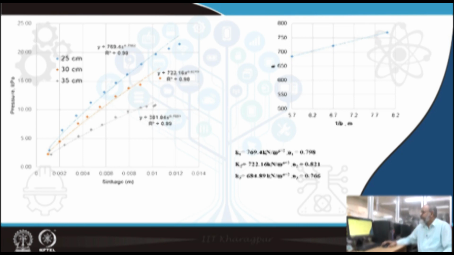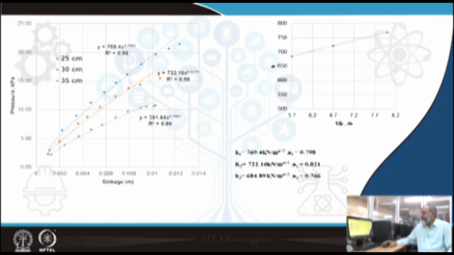Then we took the average of N1, N2 and N3. So that becomes the exponent of sinkage for the soil for which we carried out the test. Now comes how to find out the frictional modulus of sinkage and the cohesive modulus of sinkage, because we have got data related to modulus of sinkage.